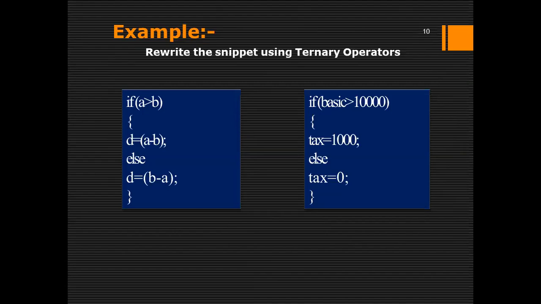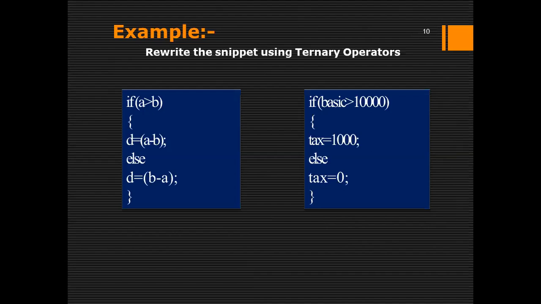Let us see a few examples of ternary operators. Now, a question can be asked in this form: rewrite the snippet using ternary operators. As you can see, a few if statements are given. You have to write the same set of statements by using the ternary operator. Look at example number 1.